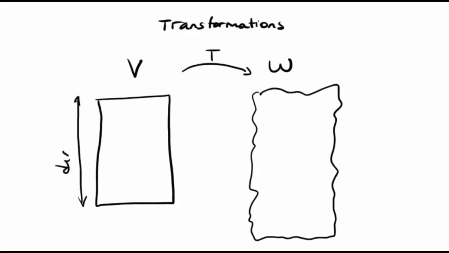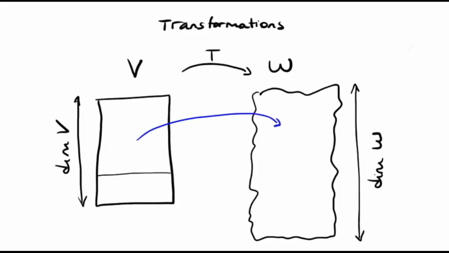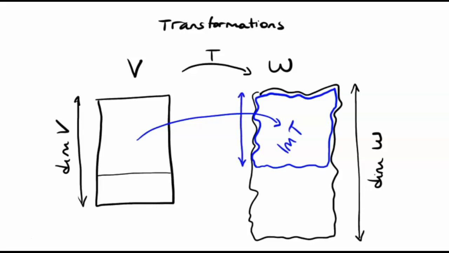Moreover, these two boxes have different heights. The height represents the dimension of V and the dimension of W. So here we see that the dimension of W is greater than the dimension of V. The width of these two boxes is irrelevant. Now, box V is full of elements, and all these elements, when they go through the transformation, go into W. But they may not go everywhere into W. They go to a certain subspace of W, and that subspace is called the image of T.